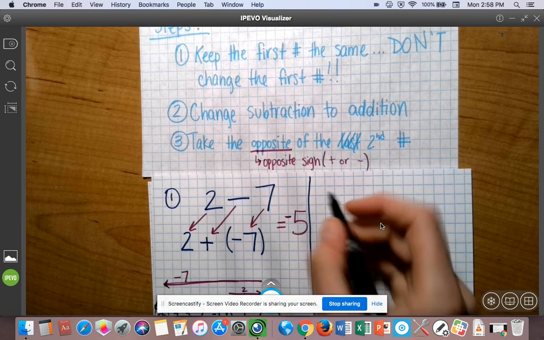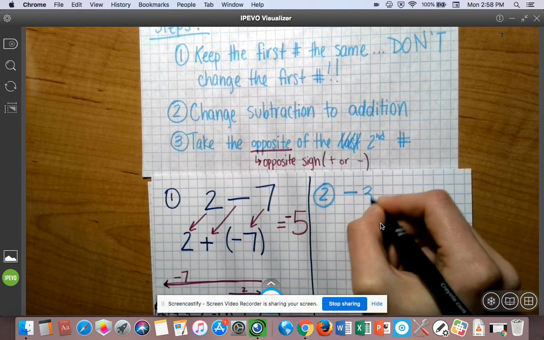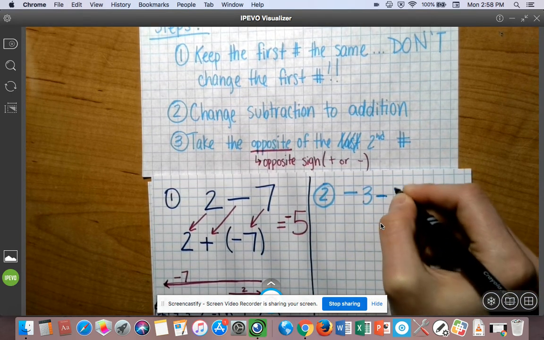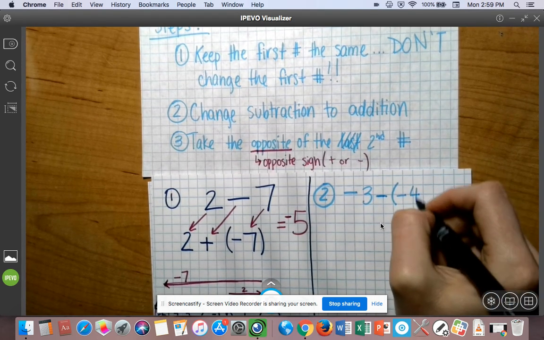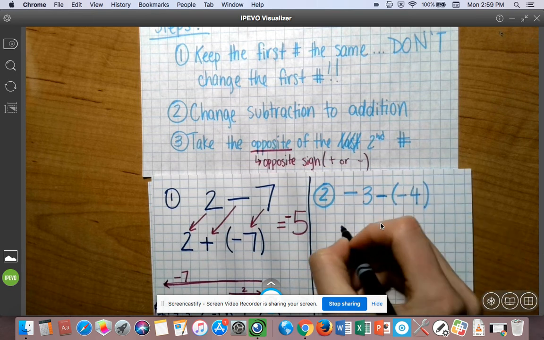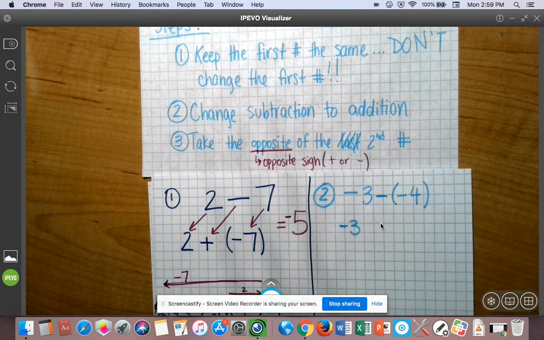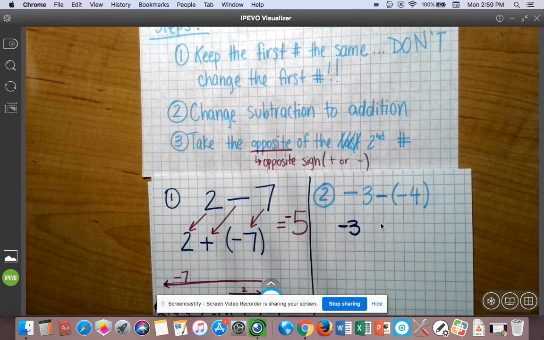Second example, we're going to do -3 minus -4. -3 minus -4. Okay. Same steps. Keep the first number the same. Again, pretty easy. Do not change the first number. I'm going to keep -3. I'm actually going to change this color altogether. I don't love this light blue. It's hard to see. My -3 is staying -3.